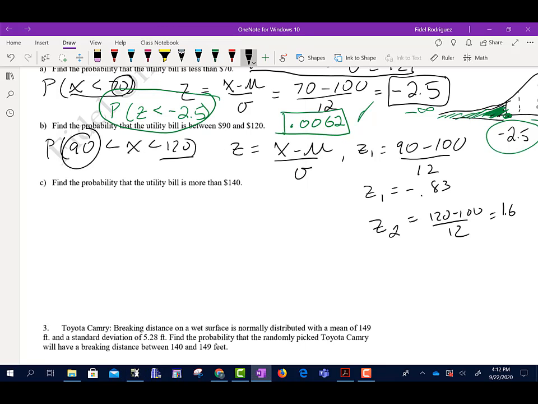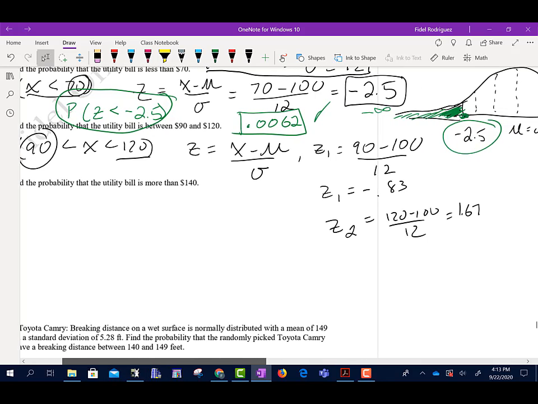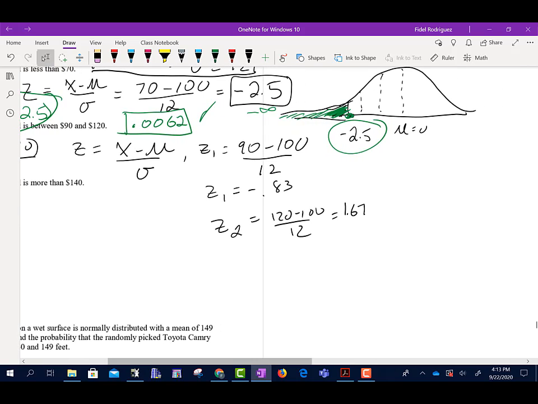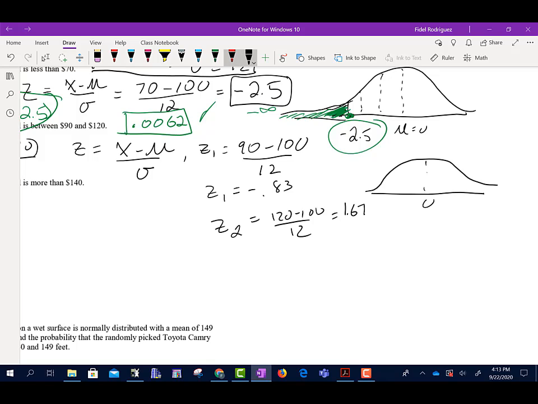Okay. 1.67, okay. So I'm going to just kind of move over to the right because I am running out of room here. I should have given myself a little bit more room, but that's okay. So first thing I'm going to do, draw my little curve here. Okay, here we go at 0, and I'm looking at negative 0.83 to 1.67.